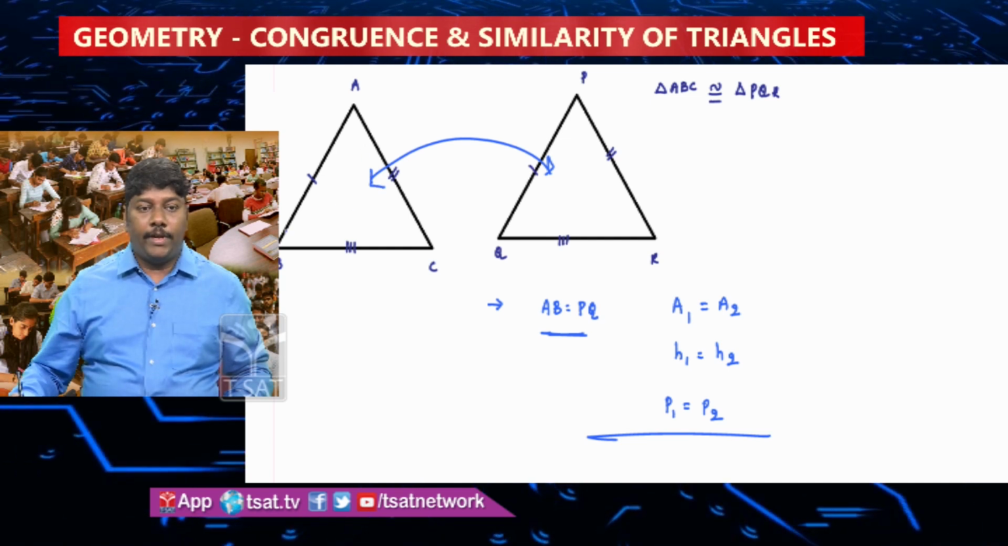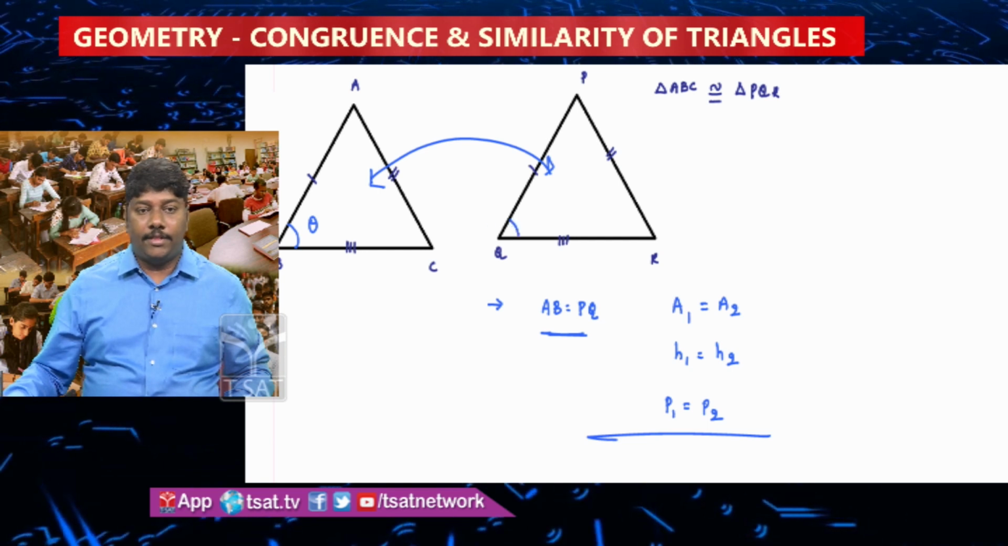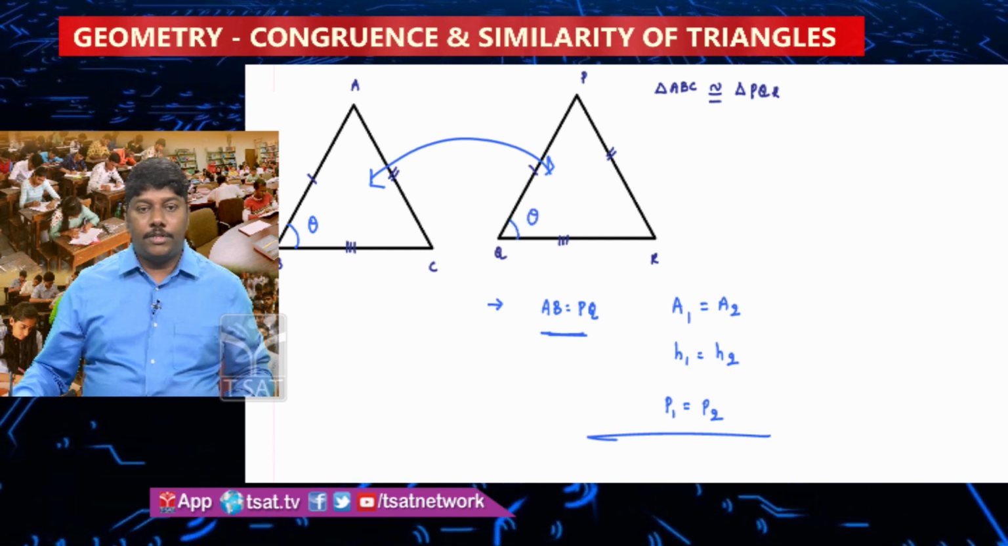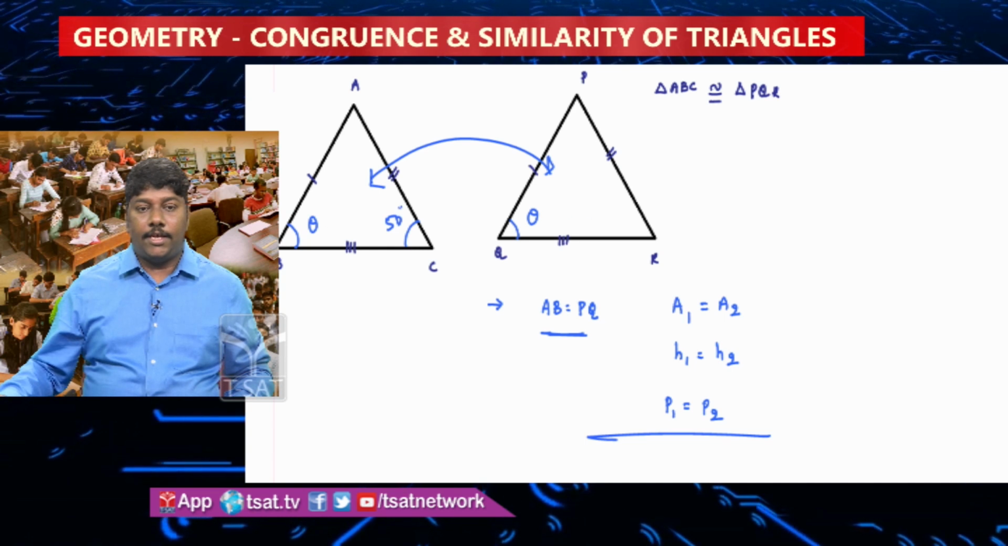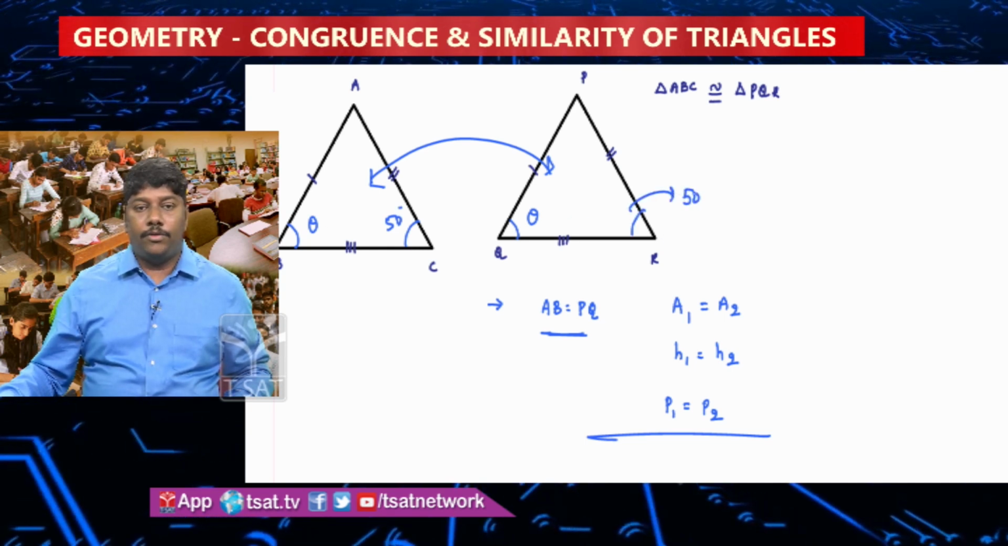Suppose you know congruency of triangles by using this angle theta. Then what about this angle? This angle will also be theta. Suppose this angle C is 50 degrees, then I'll ask you, what is angle R? Angle R will also be 50 degrees. How do I know that?